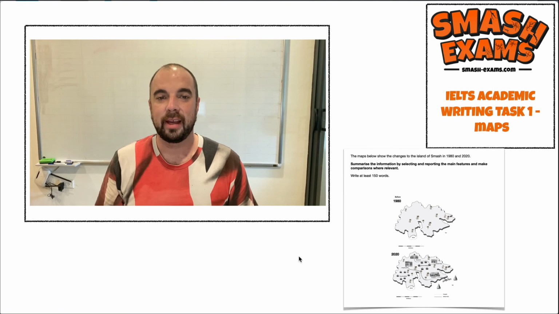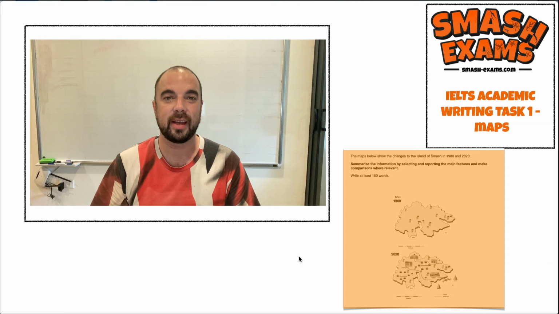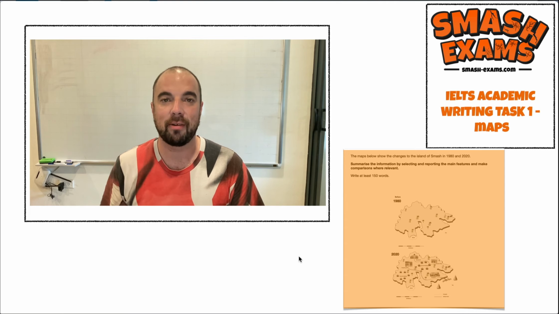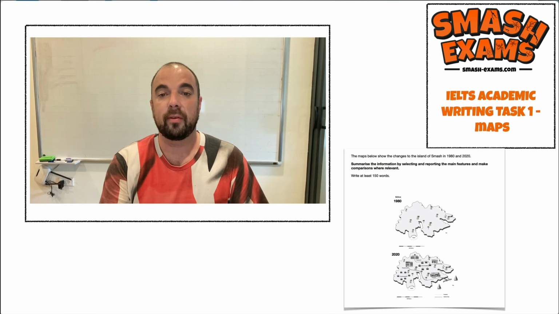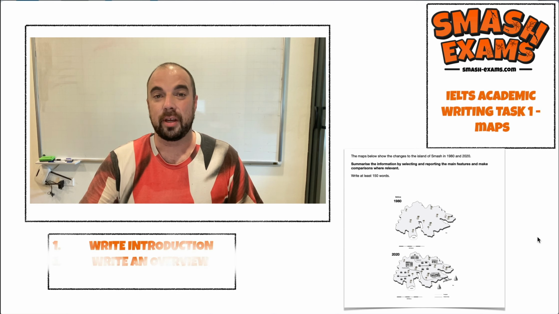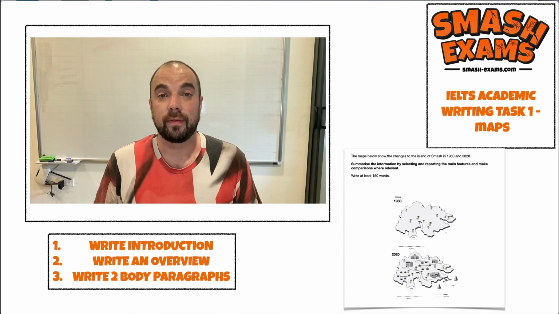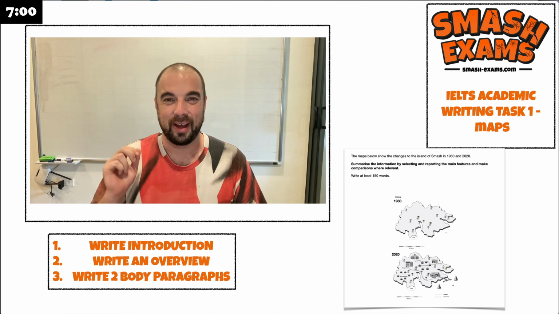Down in the corner there, it says the maps below show the changes to the island of Smash in 1980 and 2020. Summarise the information by selecting and reporting the main features and make comparisons where relevant. As always with the Academic Writing Task 1 text, you should always start with an introduction, then an overview, and then add 2 body paragraphs and write 150 words. Let's start the clock and away we go.